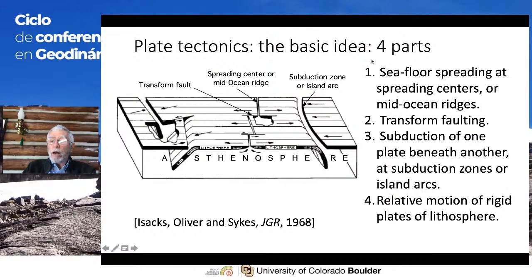So I want to cover four parts. Seafloor spreading at spreading centers or mid-ocean ridges, as you have in places like this. Transform faulting, where the ridges are offset, but also in places where trenches face in opposite directions. Subduction of one plate beneath another at subduction zones or island arcs. This is a mimicking of South America, not an island arc, but still a subduction zone. And then relative motion of rigid plates of lithosphere.